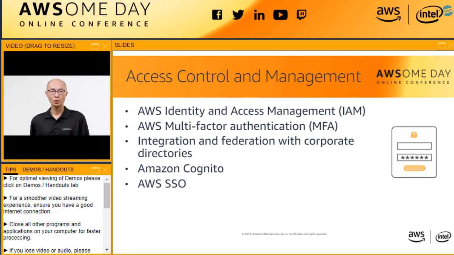Amazon Cognito lets you easily add user sign-up and authentication to your mobile and web apps. It enables authentication of users through an external identity provider and provides temporary secure credentials to access your app's backend resources. AWS SSO is a service that makes it easy to centrally manage SSO access to multiple AWS accounts and business applications. With AWS SSO, you can manage SSO access and user permissions to all of your accounts centrally.